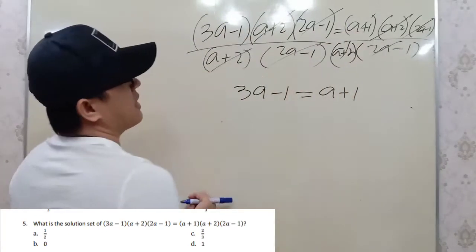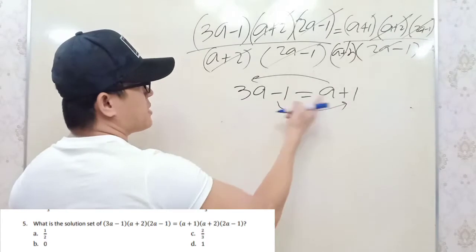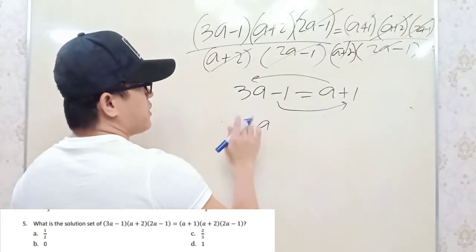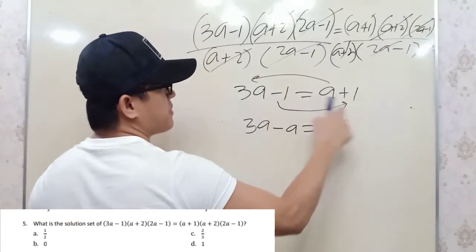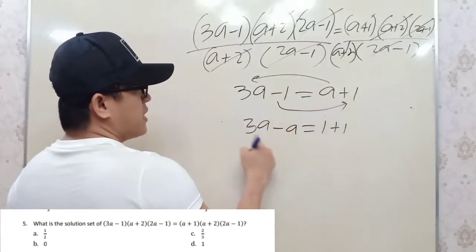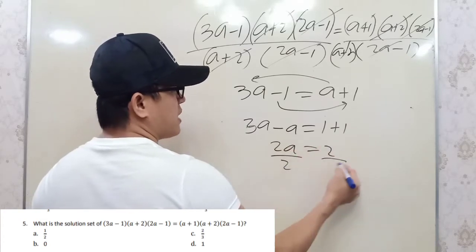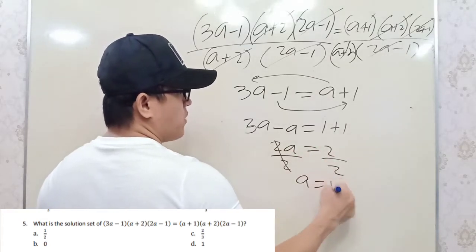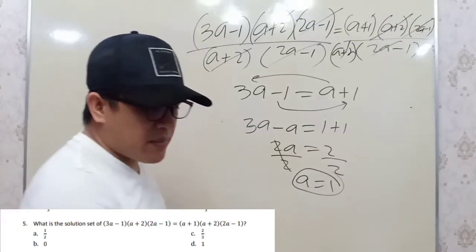The remainings na lang. Okay, so, transferring this one in the other side and this one in the other side. So, 3a minus a is equal to 1 plus 1, because this one becomes positive, this one becomes negative. So, 3a minus a, that is 2a, is equal to 2. So, divided by 2, a is equal to 1. Okay? So, ito yung solution set natin. Okay, there you go.